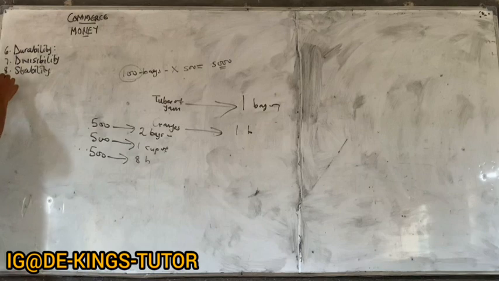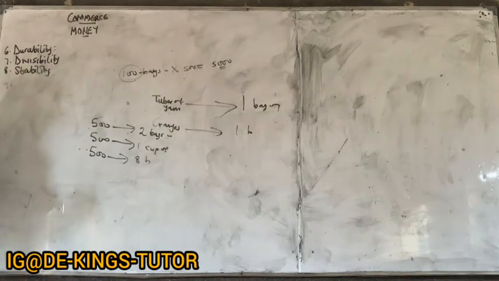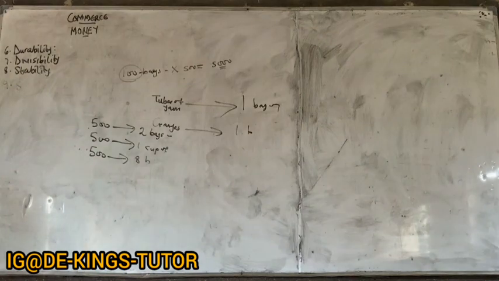So the next one, number 9, is storability.